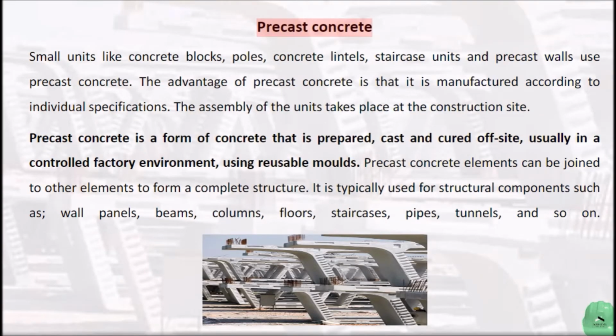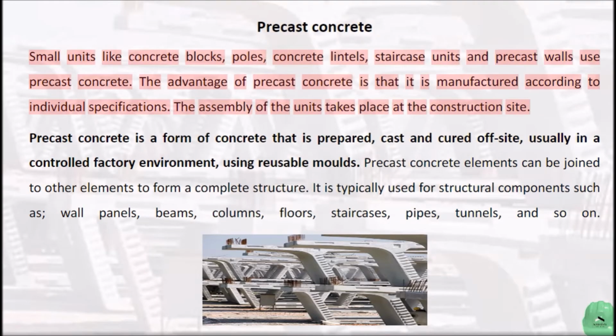Precast concrete. Small units like concrete blocks, poles, concrete lintels, staircase units, and precast walls use precast concrete. The advantage of precast concrete is that it is manufactured according to individual specifications. The assembly of the units takes place at the construction site.